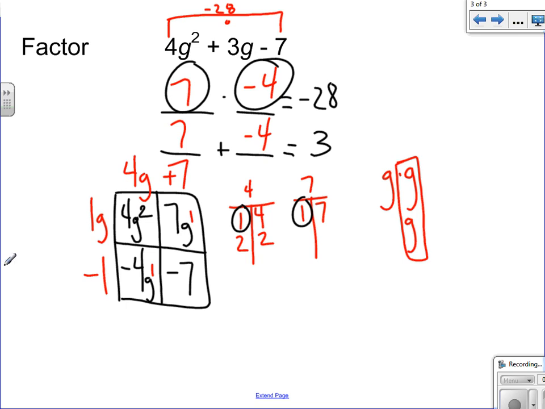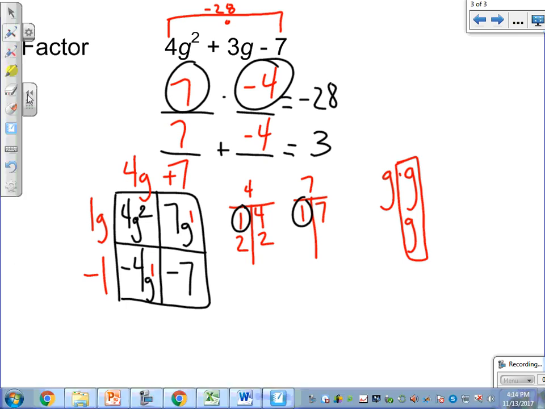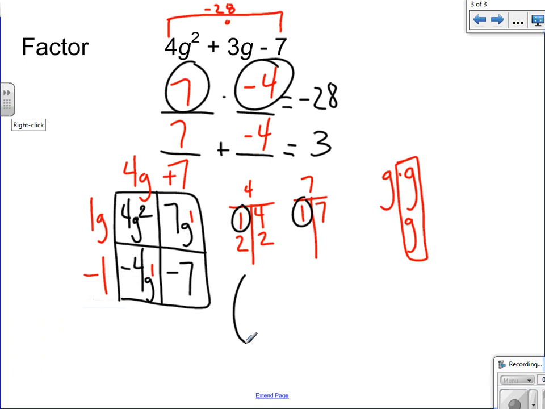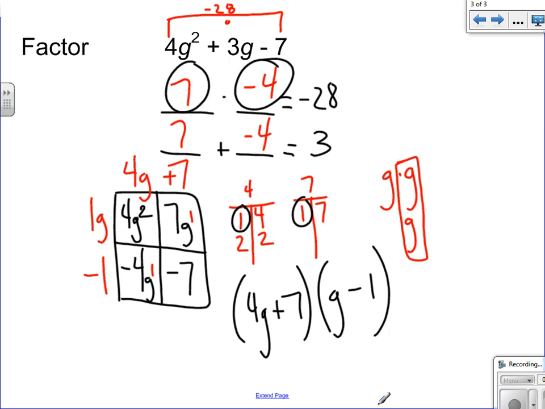It's going to factor as big finish, 4g plus 7 times g minus 1. Okay, and there's no reason to get hung up about does the order matter. It doesn't. I could have written g minus 1 first here, and then in the second parentheses put 4g plus 7, and it's the same thing as what I have written here. They're equivalent. They mean the same thing, even though they're written in a different order.